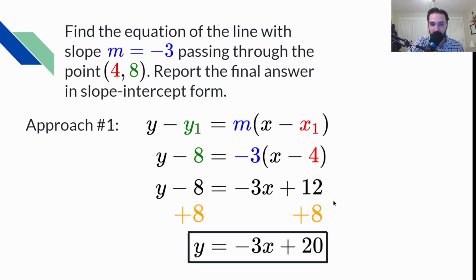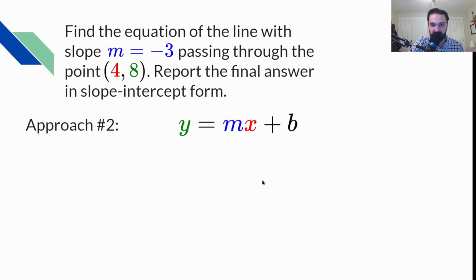Let's try approach number 2 to see if we can get the same answer. So here we just start with slope-intercept form, and we say, hey, the slope is -3, but I don't know what b is yet. I have to find b.